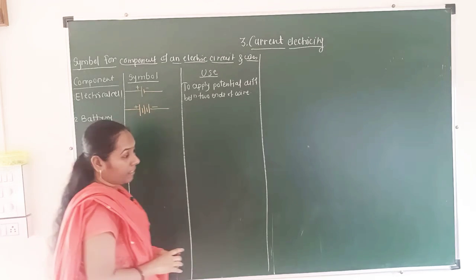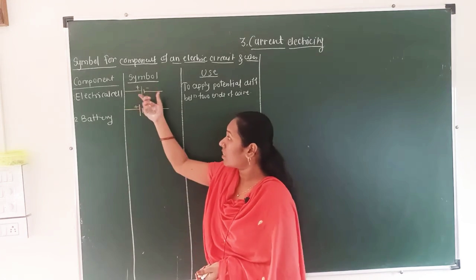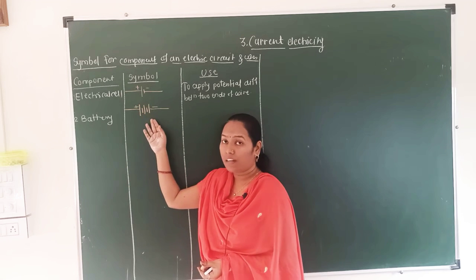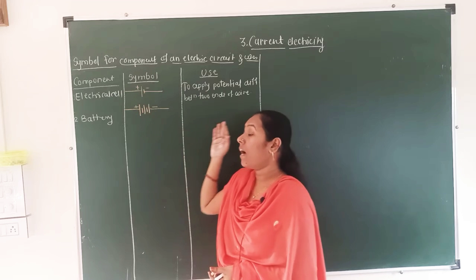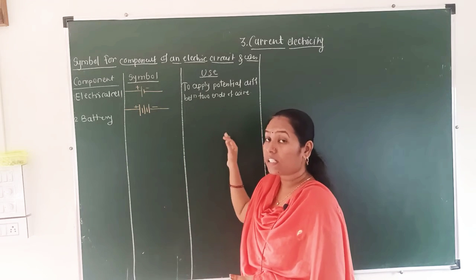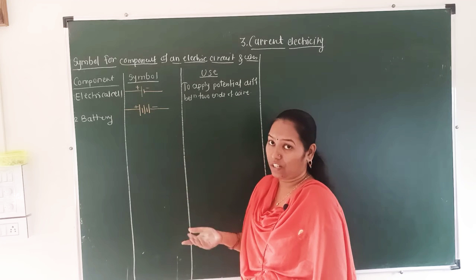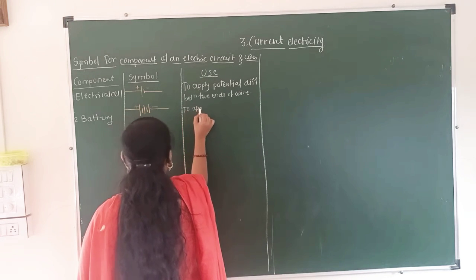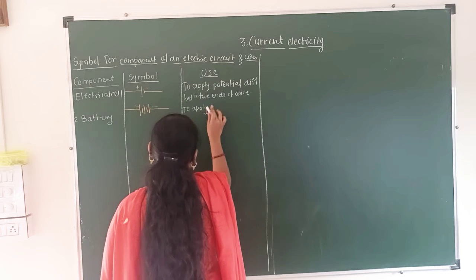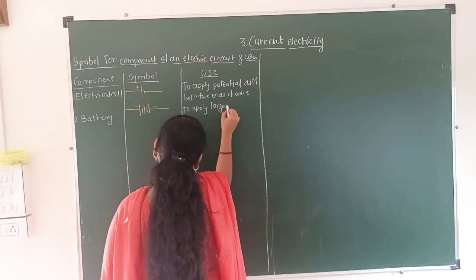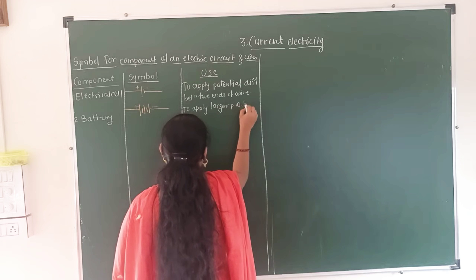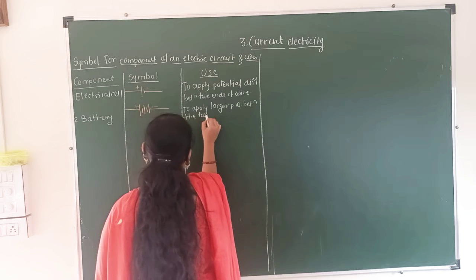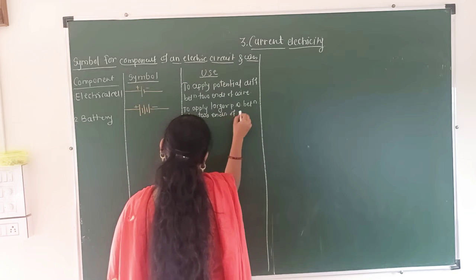What is the use of a battery? What is the use of an electric cell? To apply potential difference. Here more than one cell is connected. Therefore, I can write here that the use of a battery is to apply larger potential difference. The word larger is important here: to apply larger potential difference between the two ends of the conductor.